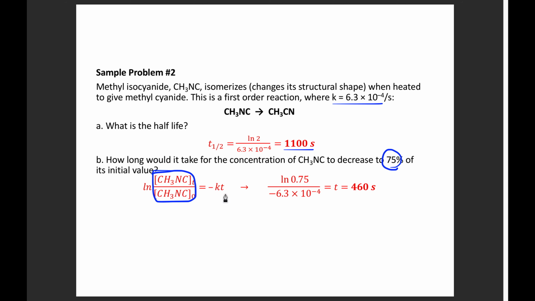Now, if I want to get t by itself, I have to divide both sides by negative k, which is what we did here. So negative k is on the bottom, our natural log of 0.75 is on the top. That is equal to t. Do the math through the calculator, and we get our answer, 460 seconds. Okay, so sample problem number 2 should just be refreshing your memory on what we learned in Unit 1, but in any case, I just wanted to take some time to do that.